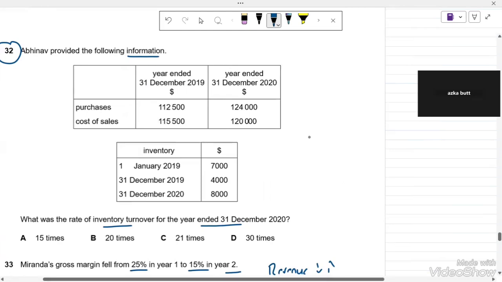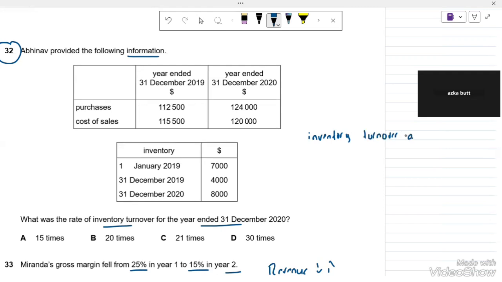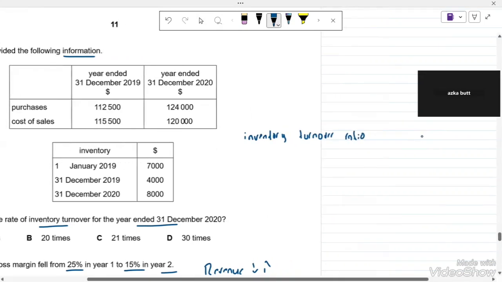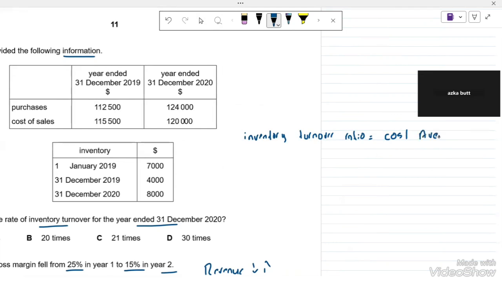The inventory turnover ratio formula is: inventory turnover ratio is equal to cost of sales divided by average inventory. Since we are going to find the inventory turnover rate for 31st December 2020, as you can see we have the cost of sales for the year ended 31st December 2020. So we need to find out the average inventory.